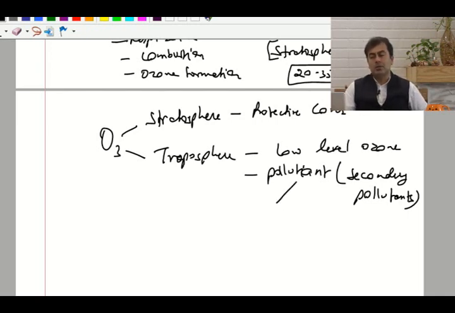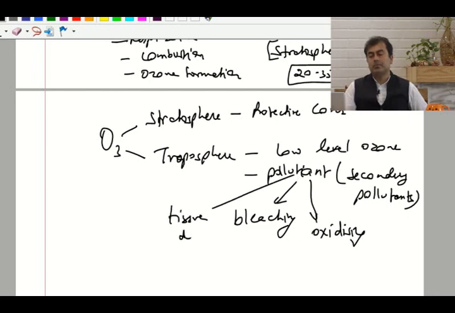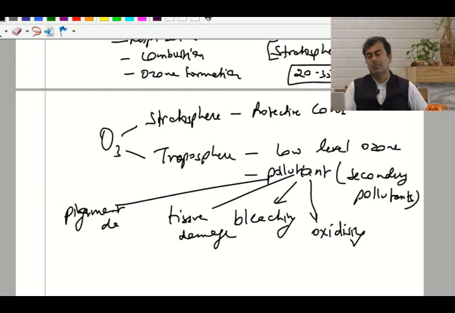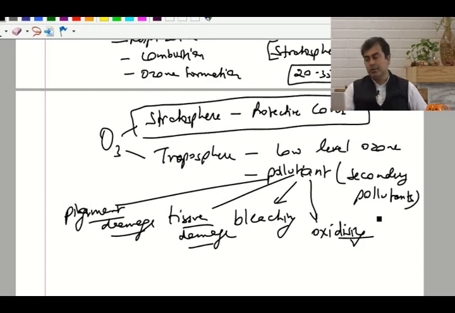Ozone in the lower atmosphere is a pollutant, it is a strong bleaching agent, it is a strong oxidizing agent, it can cause tissue damage, it can also cause pigment damage, the chlorophyll gets damaged in the plants. So plants lose their pigments, bleaching happens, tissue damage can happen, oxidation can happen. So ozone is a problem at the tropospheric level. But in the stratosphere, it is required, it is a very important protective cover.